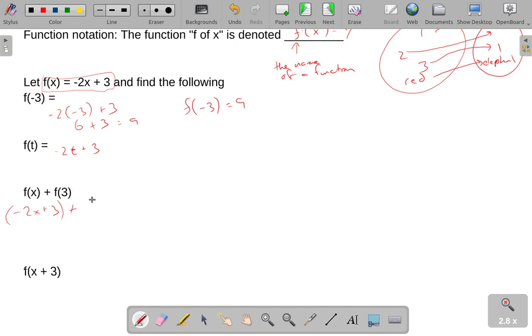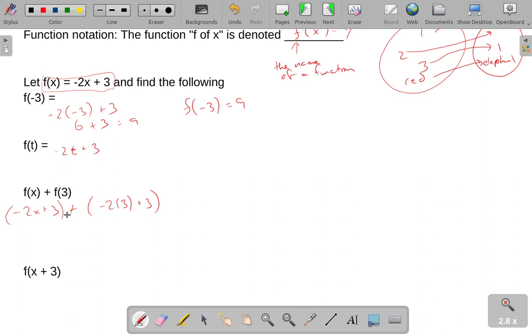f of 3 is, well, let's see, negative 2 times 3 plus 3. I'm calling my function again, but in this case, the 3 is taking the place of the x. Both of these are substitutions. Instead of writing f of x, I'm writing this stuff. Instead of writing f of 3, I'm writing that stuff.